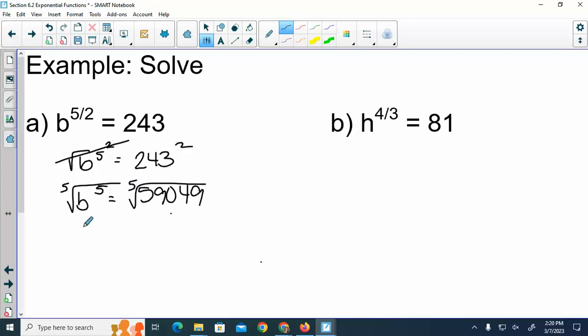And what are you having us do? So if we have the fifth root of that, we get positive 9. You guys try B.